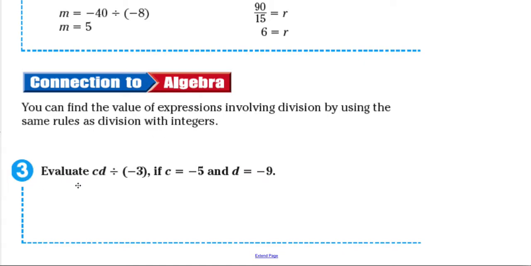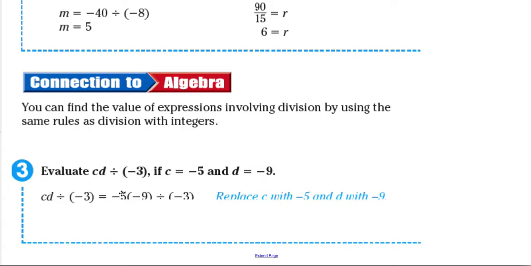Again, we go back to the word evaluate. If you want to find the value of an expression, there are 2 steps to consider: substitute and simplify. In the first step, we need to substitute the values for C and D. C is equal to negative 5 and D is equal to negative 9, in the expression CD divided by negative 3. We are replacing C with negative 5 and D with negative 9.